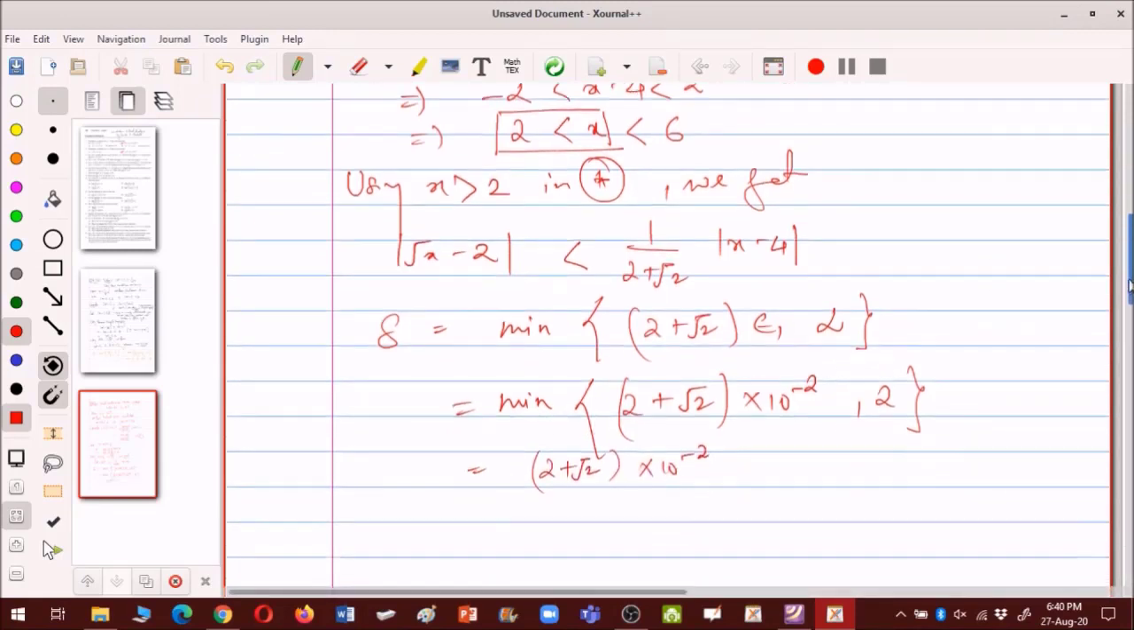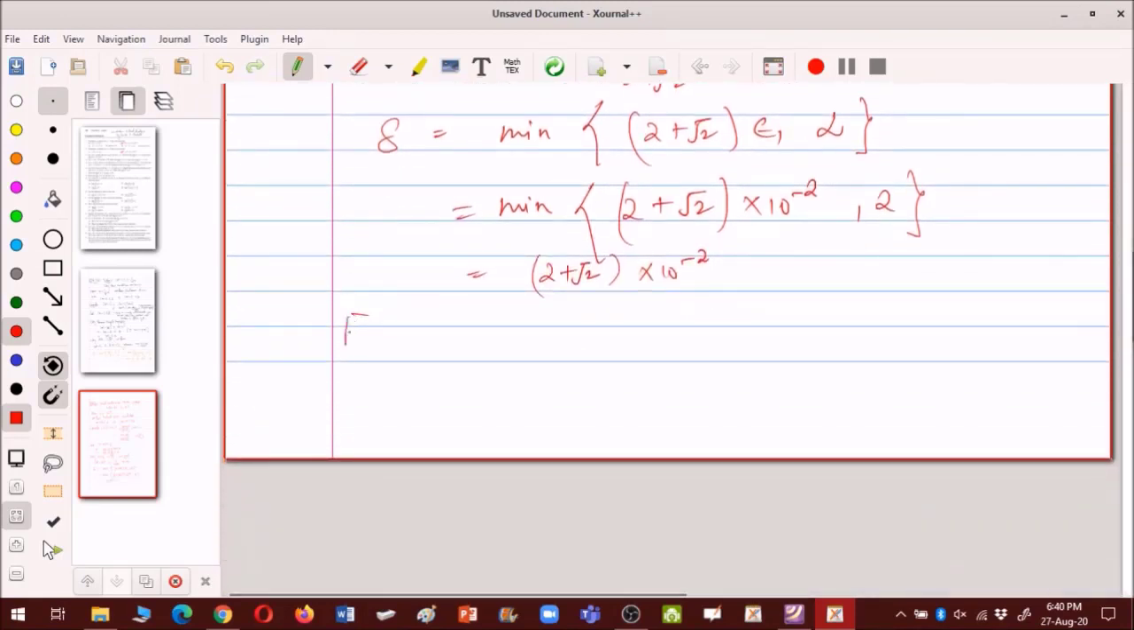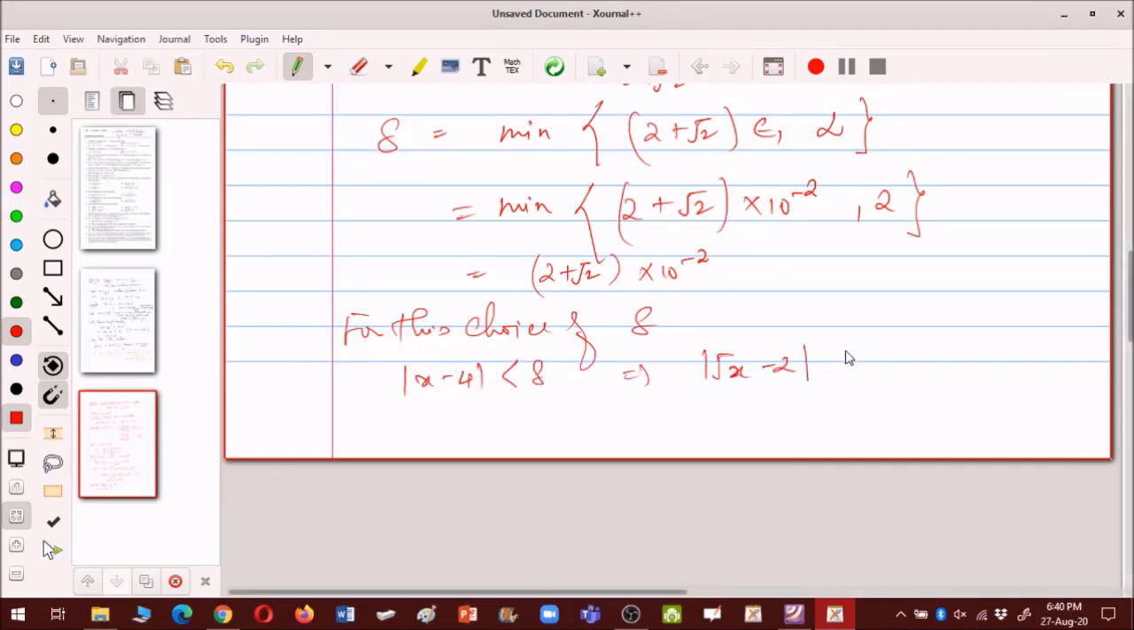So for this choice of delta, mod x minus 4 less than delta implies root x minus 2 is less than epsilon, which is 10 raised to the power minus 2. So this is the second question.